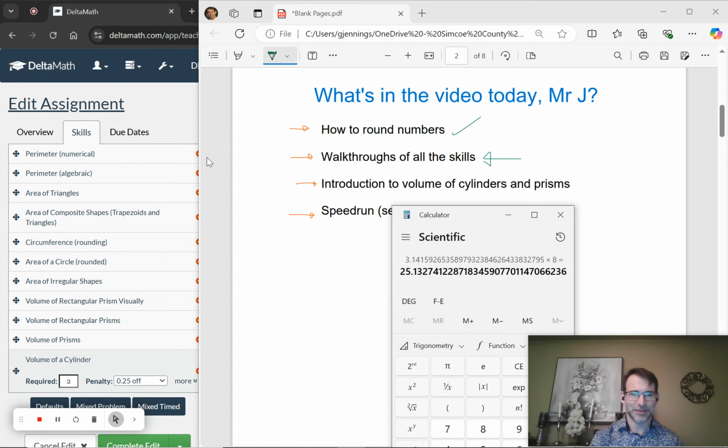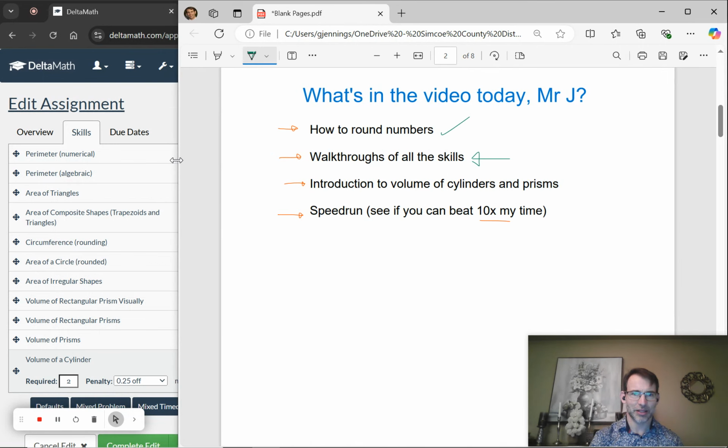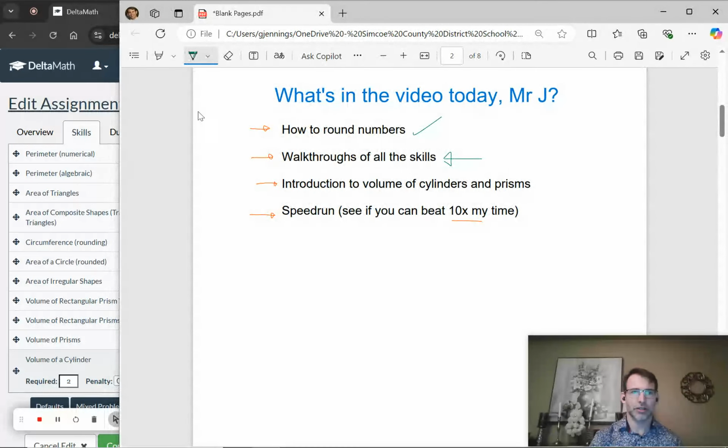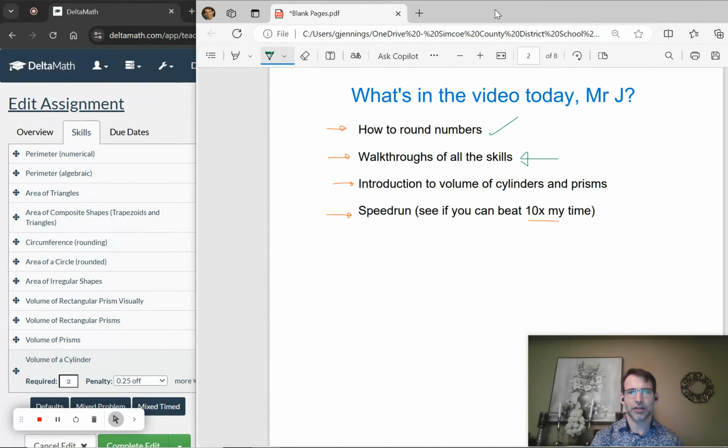So let's go. I'm going to see if I can open that up a little bit more so I can see the eraser. Oh, come on. There it is. It's really kind of hidden. All right, there we go.